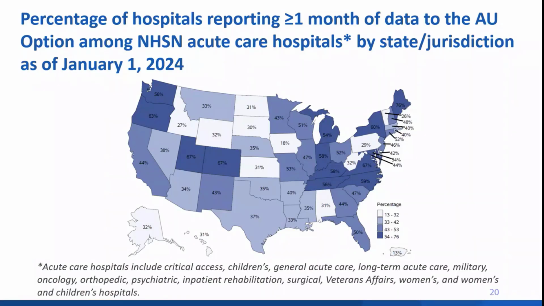So shown here is the percentage of hospitals reporting at least 1 month of data to the AU option among acute care hospitals by state or jurisdiction as of January 1st, 2024. 3,236 facilities reported at least 1 month of data to the AU option, and participation ranged from 13% in Puerto Rico to 76% in Maine.